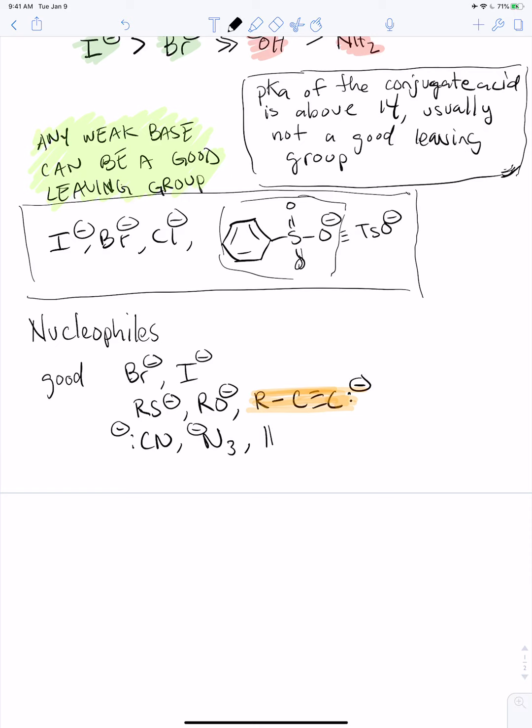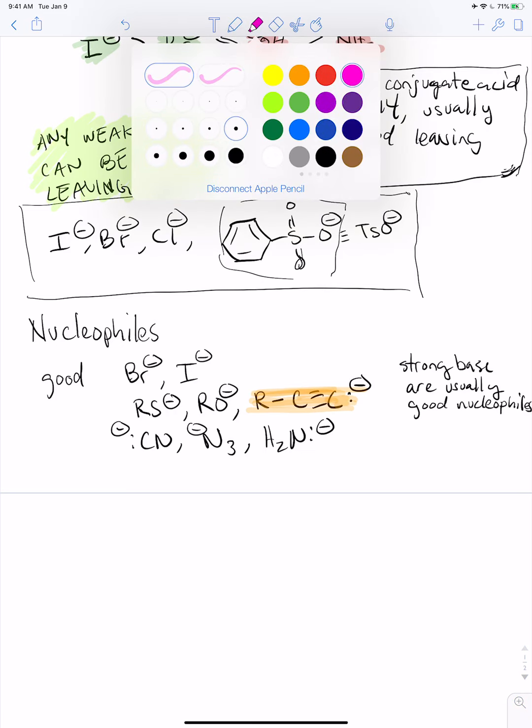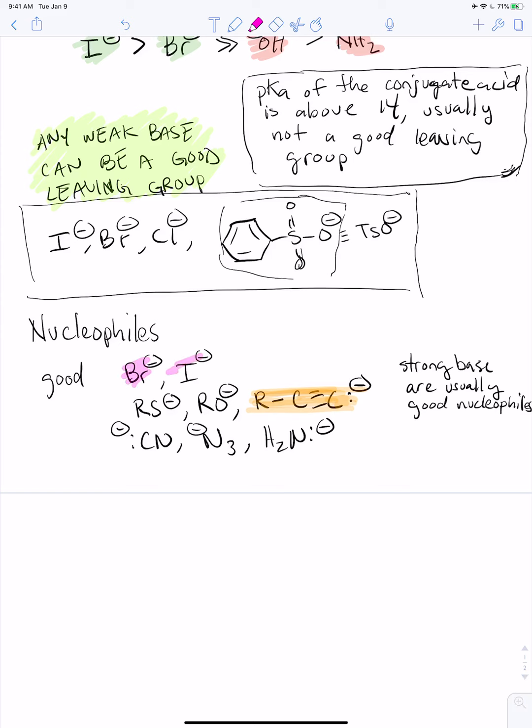So all of these are pretty good nucleophiles, and you don't really need to know the ranking of them. But you'll notice that in many cases, good nucleophiles are also strong bases. So strong bases are usually good nucleophiles. There's one exception to that. Just because something's a weak base doesn't mean it won't be a good nucleophile. And we see that right here. Both of these are extremely weak bases, but they're still good nucleophiles.